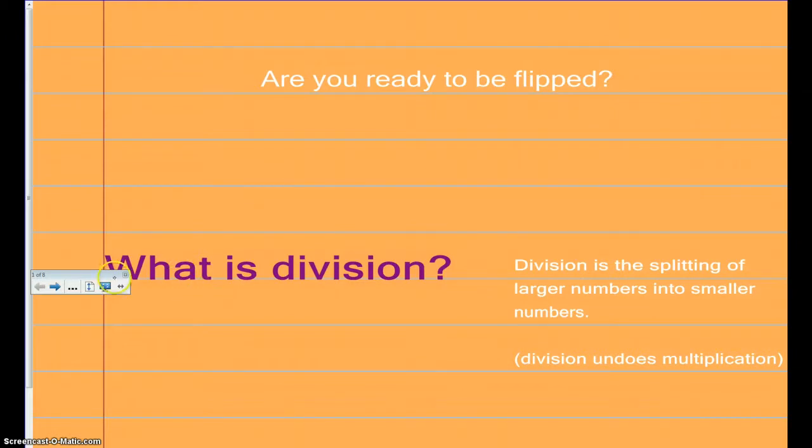Let's start with what is division. Division is the splitting of larger numbers into smaller numbers. Division undoes multiplication.